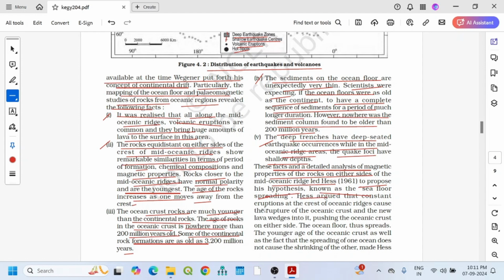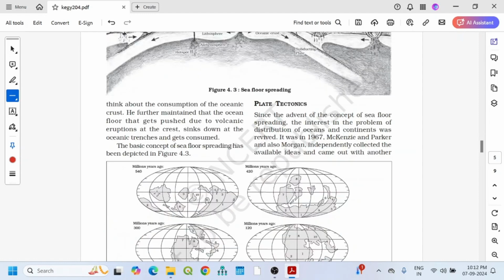Hess argued that the constant eruptions at the crest of oceanic ridges cause the rupture of the oceanic crust and the new lava wedges into it, pushing the oceanic crust on either side. The ocean floor thus spreads. The younger edge of the oceanic crust, as well as the fact that the spreading of one ocean does not cause the shrinking of the other, made Hess think about the consumption of the oceanic crust.